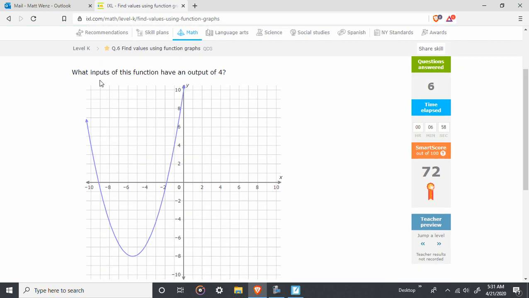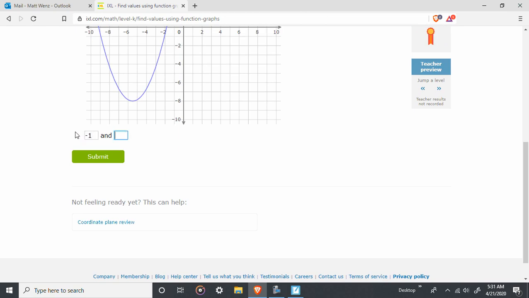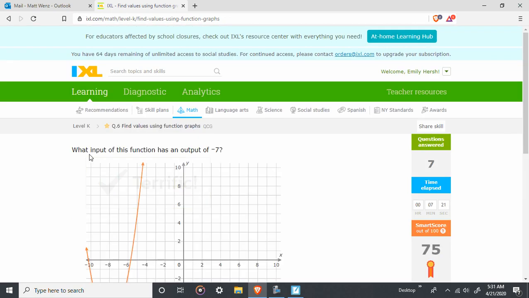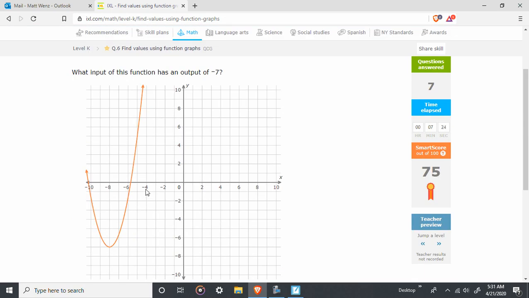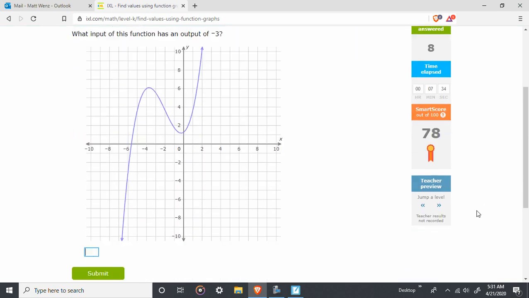Okay. What inputs of this function have an output of 4? Again, your output meaning y. So when is y 4? So it looks like here, and going straight across here. So it looks like negative 10 and negative 1. Okay. Again, when is your output negative 7? Your output negative 7 only occurs once here, and that's going to be at your minimum, which is negative 8. Okay.